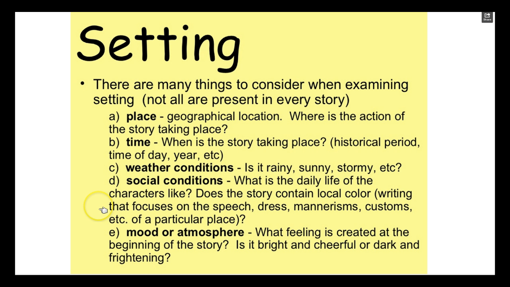To further explain this, we can look at setting: A, the place, and B, the time, which we've already spoken about. Then we have weather conditions, social conditions, mood or atmosphere. What I really want to concentrate on is D, the social conditions. And again, as we read through the literature to activate our prior knowledge, we will understand the hardships that she and other people of her color had to endure.